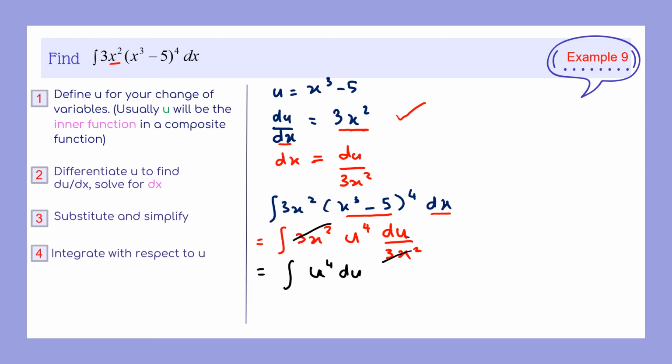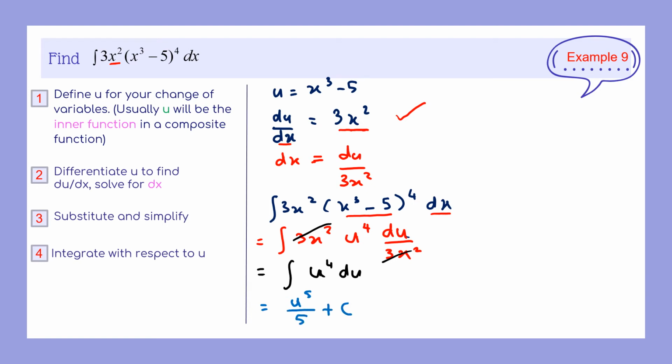Then step 4, integrate with respect to u. So we integrate u power 4, you get u power 5 over 5. So this one is u power 5 over 5 plus c.